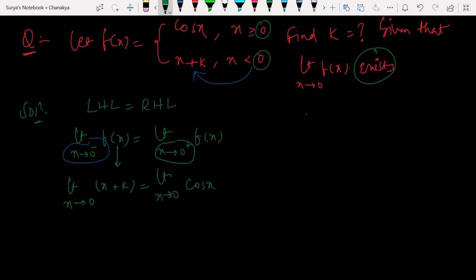Now substitute here. In place of x, you substitute 0. So 0 plus k and cos 0. So k is equal to cos 0, which is what? 1. So k value is 1. Is it clear? Any doubts? No, sir. Next.